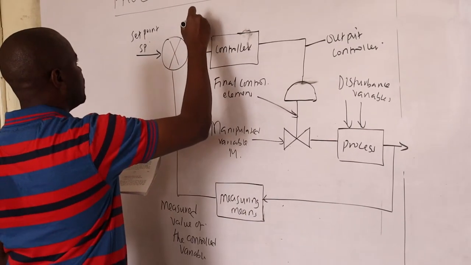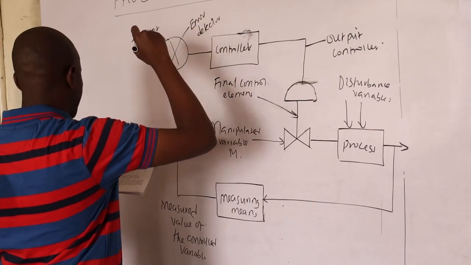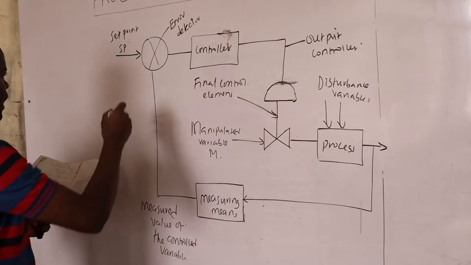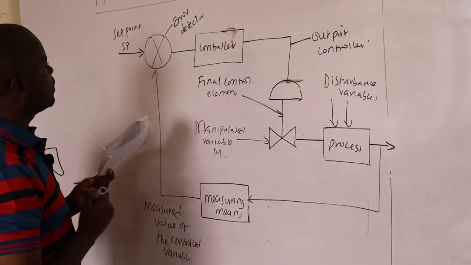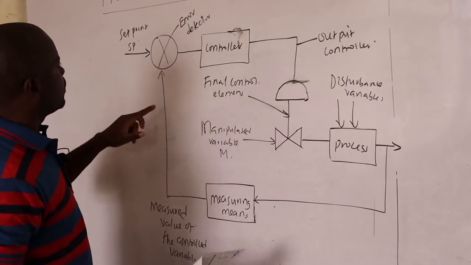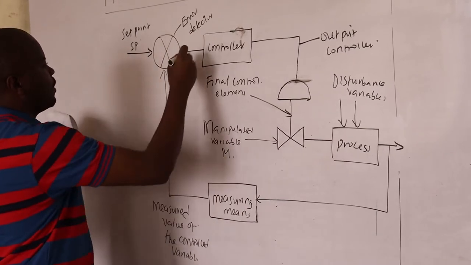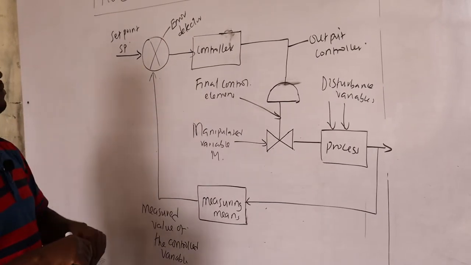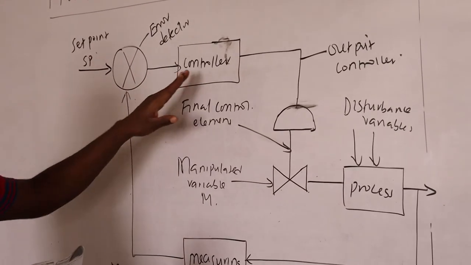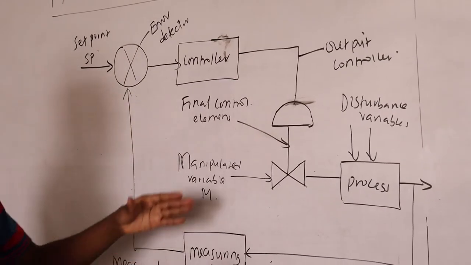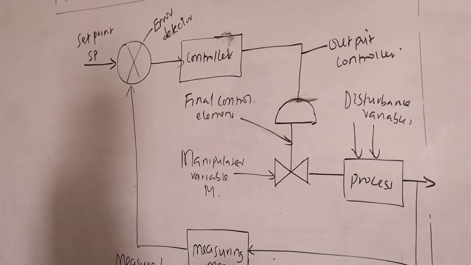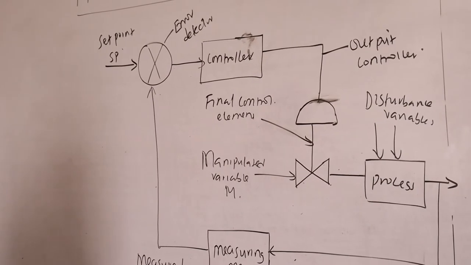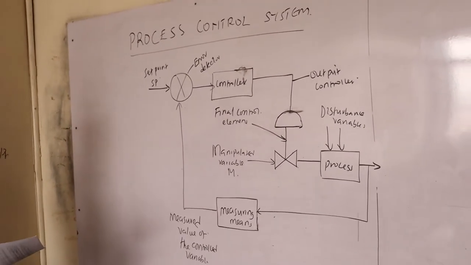This is the error detector that does the comparison of what comes to the output. You can see that the measuring means is at the feedback. So in case there is a difference between the input and the output, then the comparator will give the signal, and the difference will go to the controller. The controller is simply an amplifying agent that is going to amplify the difference that is there, in order to bring about the corrective mechanism that will be realized at the final control element. So that is a simple block diagram of a process control system, and a little bit of explanation.